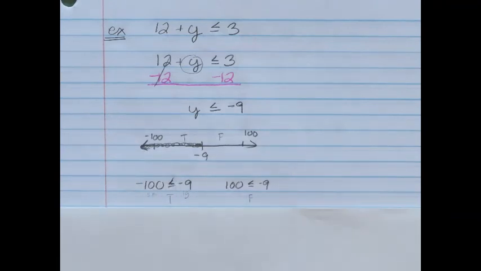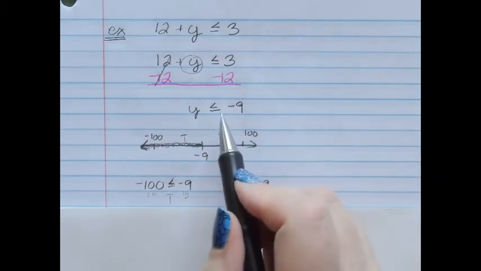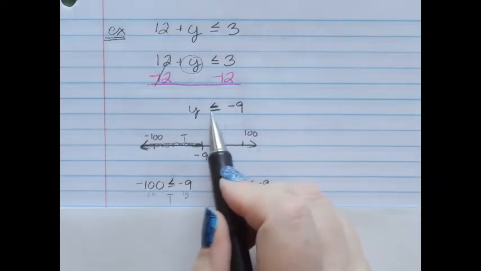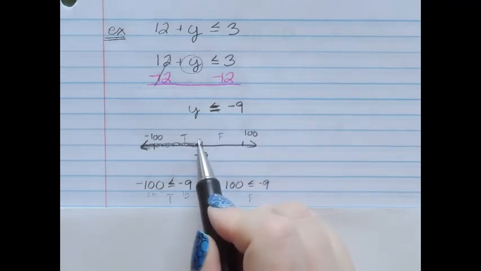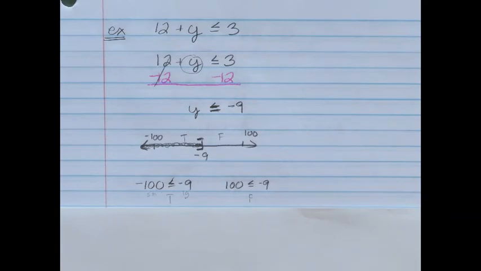And now our question is, do we use a bracket or parentheses? Well, since we have a less than or equal to, we can form an equal sign on the tick mark of negative 9, and that forms our bracket.